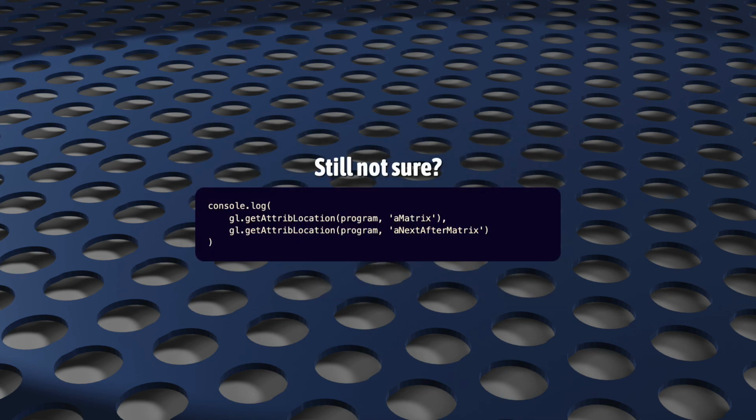And after that, if you're still in doubt, just let WebGL choose its own attribute locations and see how it arranges things. That'll tell you everything that you need to know.